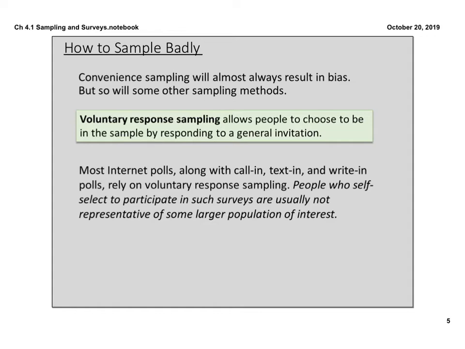However, that is probably the easiest way for us to collect data without having to force people into something they may not want to do. Internet polls, call-ins, text-ins, and write-in polls are all voluntary response sampling. People who self-select to participate in such surveys are usually not representative of some larger population of interest.